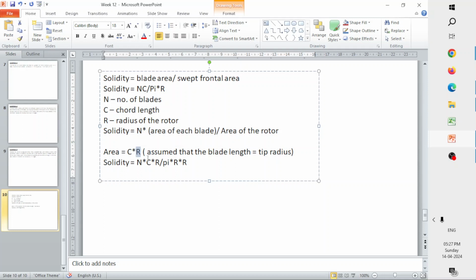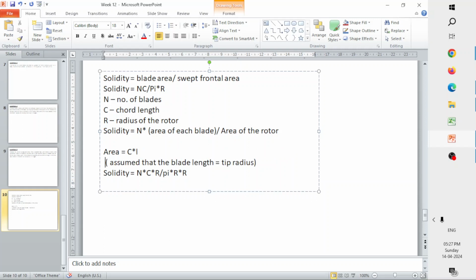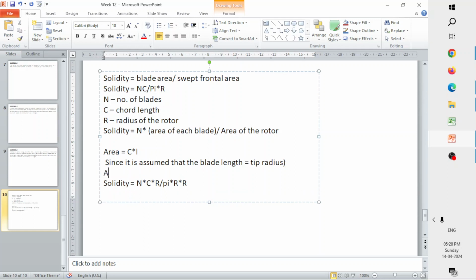So let me be clear here. It will be C times L. Since it is assumed that the blade length is equal to the tip radius, the area of one blade can be written as C times R. So this is how you actually get the formula for solidity.